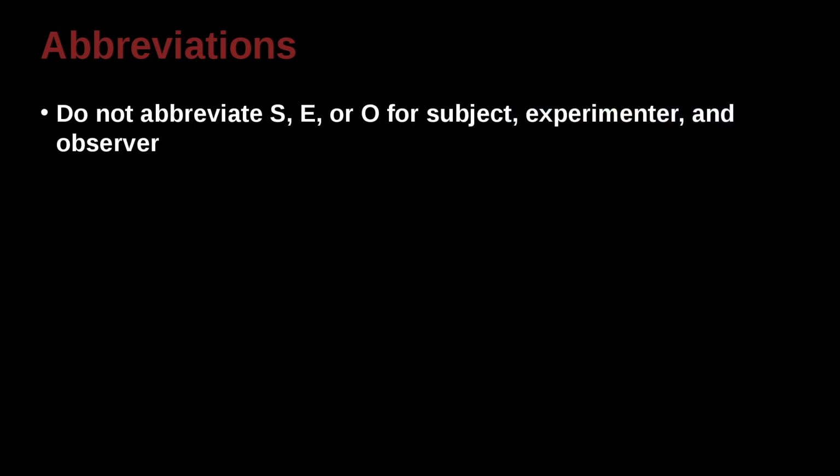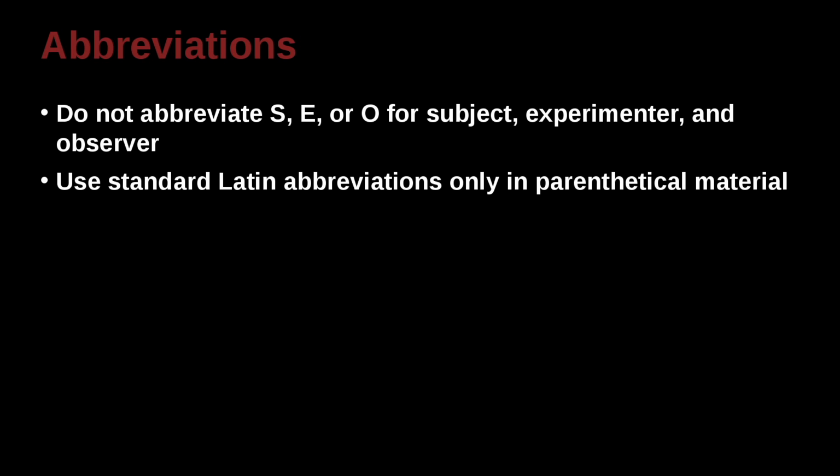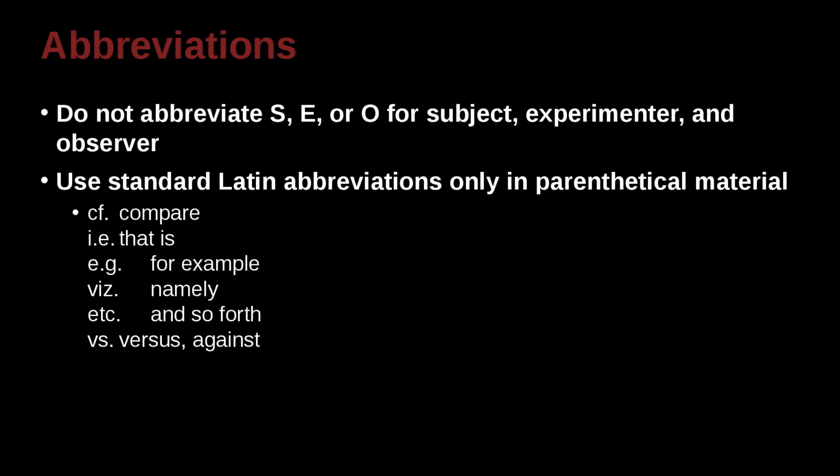Do not abbreviate the words subject, experimenter, and observer. They're very common. It would be easy, because you use these words a lot, to think, hey, I should abbreviate these. And the answer is no, you shouldn't abbreviate these. Stay away from abbreviating them. Write them out. Use standard Latin abbreviations only in parenthetical material, that is inside a parentheses. So that is saying only when you're going to put it inside the parentheses. So a parentheses, here are some examples, right?